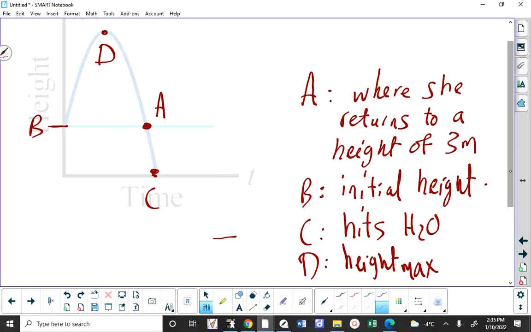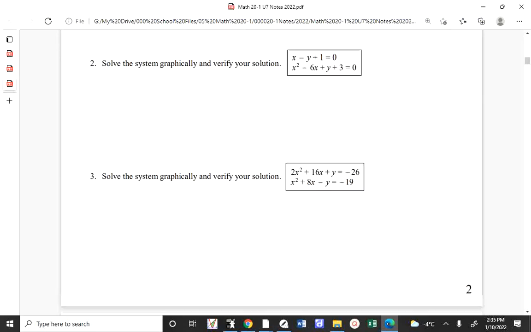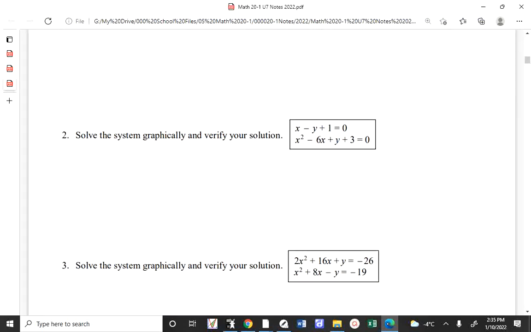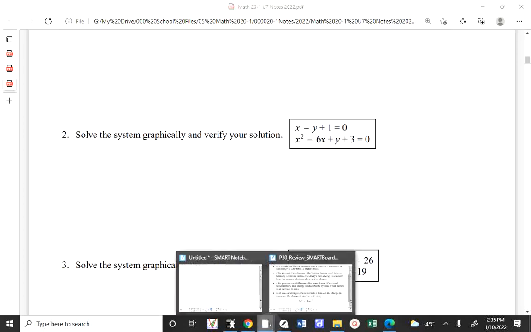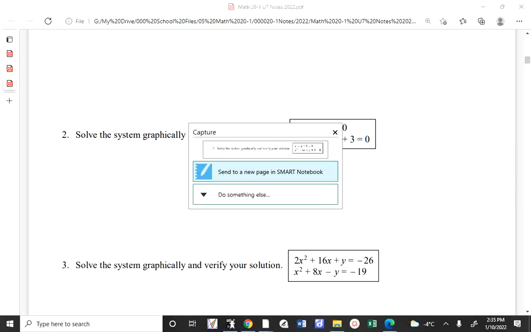All right, let's get back to the kind of pure math aspect here. We've got 2 more examples to solve. Well, 3, 4, actually more than that. So let's take a look at example 2. Example 2 says solve this system of equations graphically.